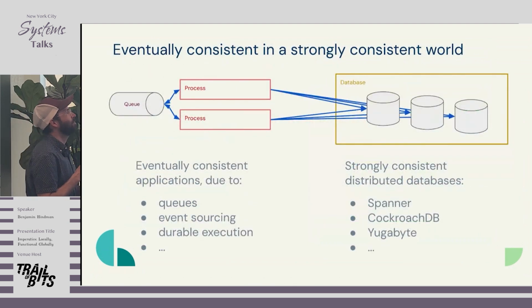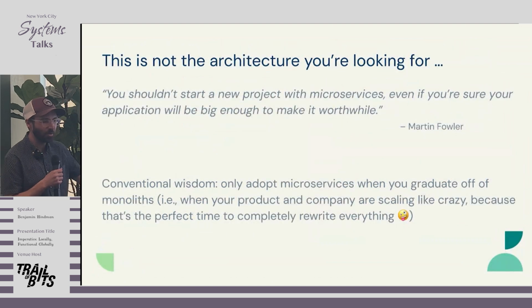It's especially interesting to me that most of the apps that we're building live in an eventually consistent world, given all the work that has been done in databases making it a strongly consistent world. Our applications are eventually consistent due to queues. Event sourcing or durable execution might be a strategy you're taking to at least solve the callback hell problem, but you're still eventually consistent, even though the databases you're writing to are strongly consistent.